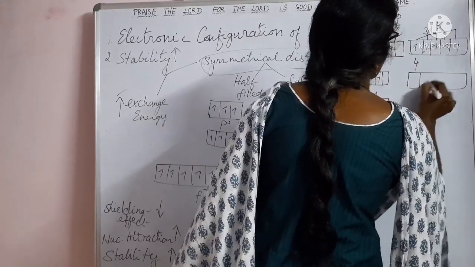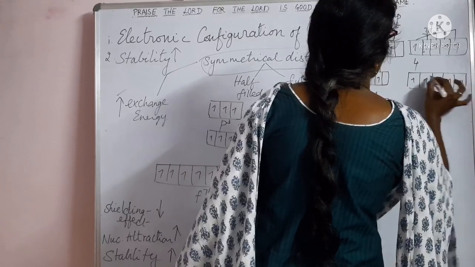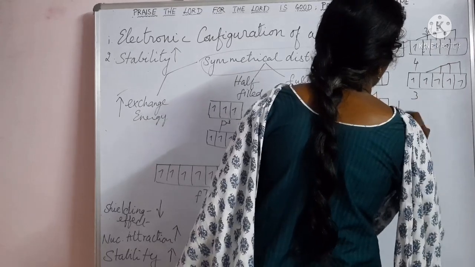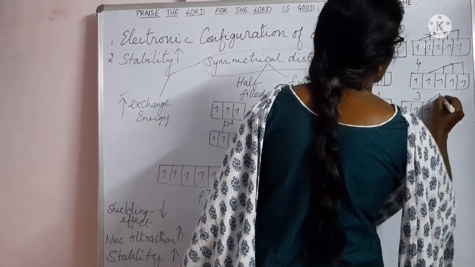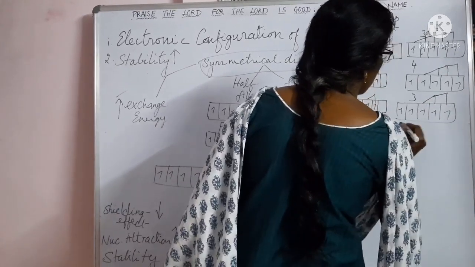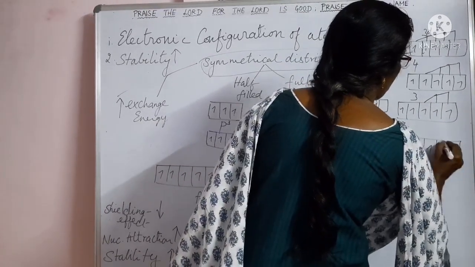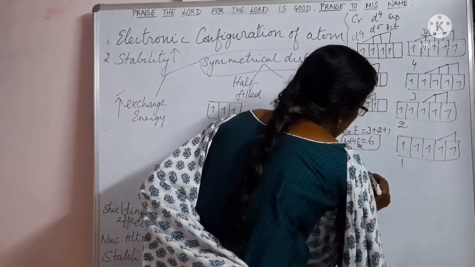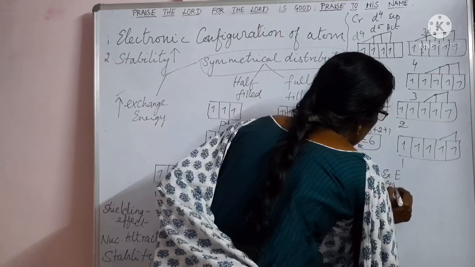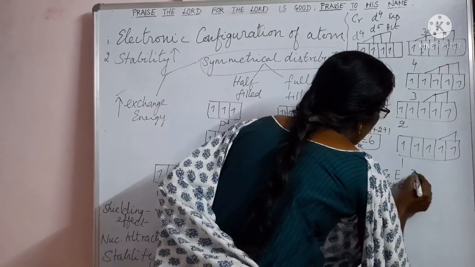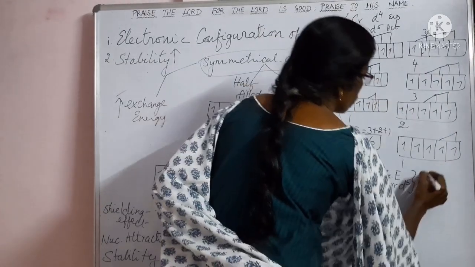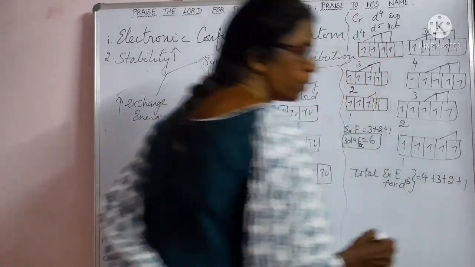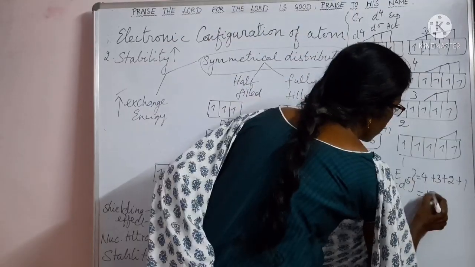When you take the second electron, it can go up to here, 2, 3. So here it is 3. Now we are going to take the third electron. So 2 exchanges are possible. So here it is 2. Now for the last electron, 1 is possible. So what is the total exchange energy for d5 orbital? It is 4 plus 3 plus 2 plus 1, which is equal to 10.